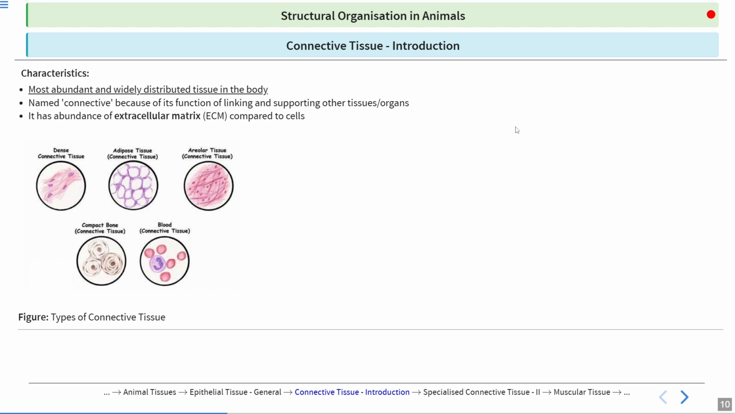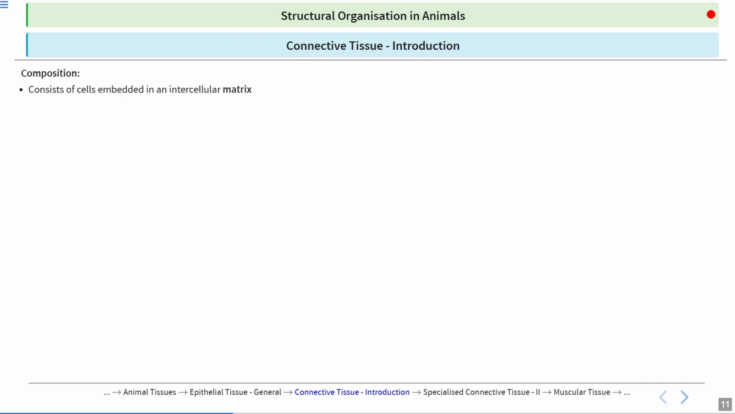So here you can see the dense connective tissue. There is adipose tissue that also stores fat, right? Areolar tissue, a type of connective tissue. Compact bone, see this. Bone is also a type of connective tissue, and our blood is also a type of connective tissue. So here you can see the different types of connective tissue. They consist of cells embedded in the intercellular matrix. So there is a matrix, and inside this matrix many cells are embedded.